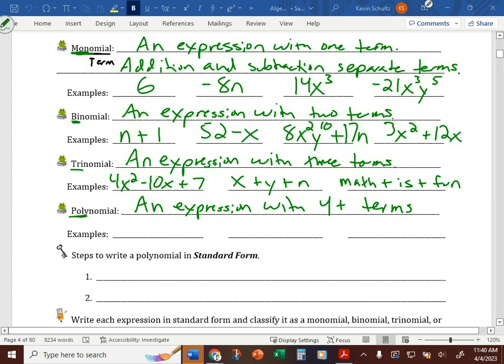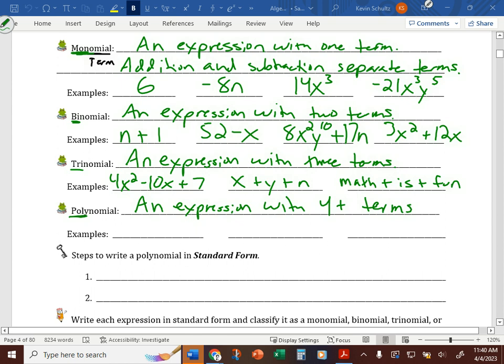But because it has a more specific name, like if you see a 3-sided shape, you could call it a polygon, but it's really a triangle. Both are correct, but triangle is more correct. N plus 1 is a polynomial, but it's more correctly a binomial. So when you're classifying these, don't just put polynomial for all of them. Be specific. If it's 3 terms, 2 terms, or 1 term, use its most specific name.